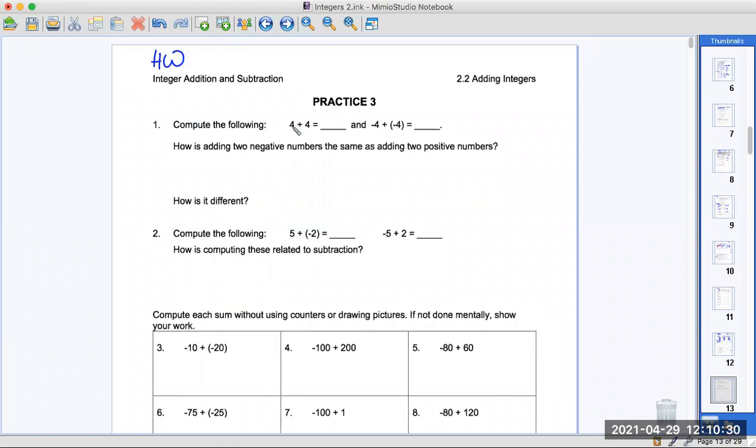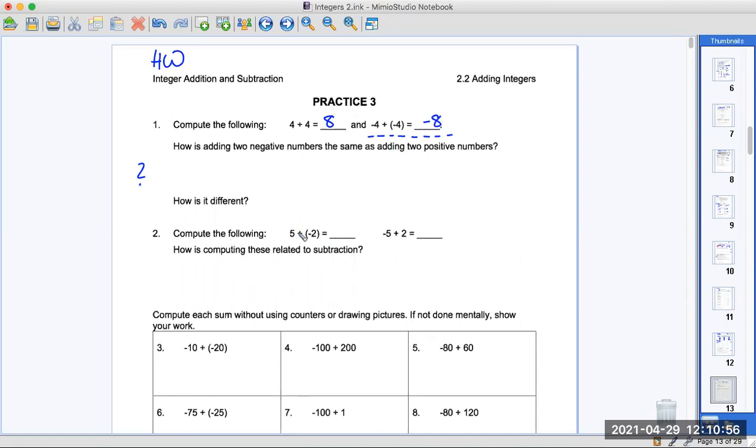Compute the following. 4 plus 4, that's 8. Negative 4 plus negative 4, that's negative 8. Because you have 2, 3, 4 negatives and 4 more negatives. So now, how is adding 2 negative numbers the same as adding 2 positive numbers? So you guys have to fill something in here. How is it different? So think about that.